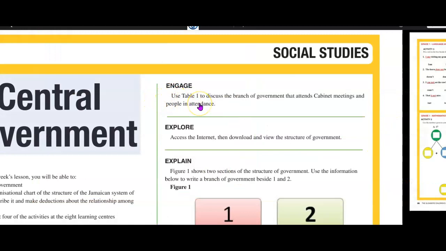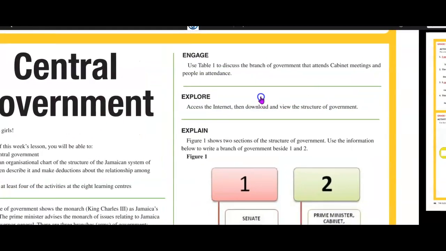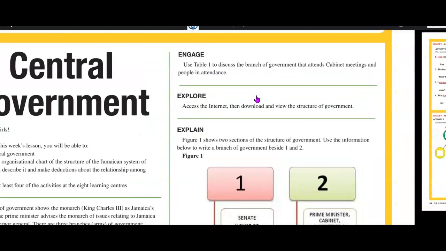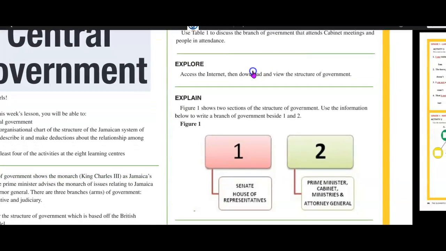Engage. Use Table 1 to discuss branches of government that attend cabinet meetings and people in attendance. So cabinet meetings, we're going to have the Prime Minister, the Minister of Education, the Minister of Justice, the Minister of Health and Wellness, the Minister of Economic Growth. All of those people are going to meet along with the Attorney General, right? And they will discuss the day-to-day operations of the country.